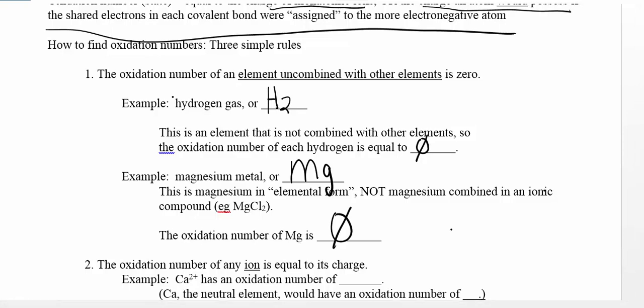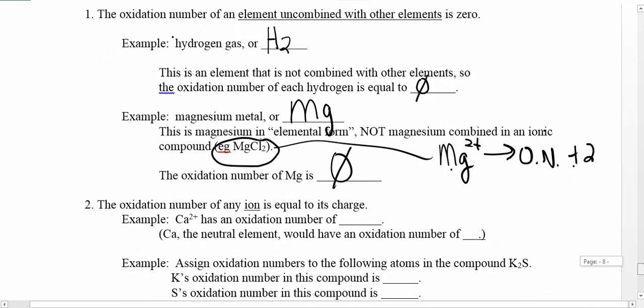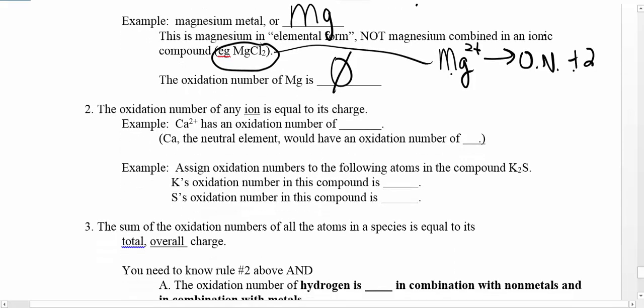Now it would be +2 if it were in an ionic compound. So in this compound, Mg is 2+, and its oxidation number is +2. So the plain element not combined with another element is 0. We already said this, the oxidation number of any ion is equal to its charge. Ca2+ has an oxidation number of +2.